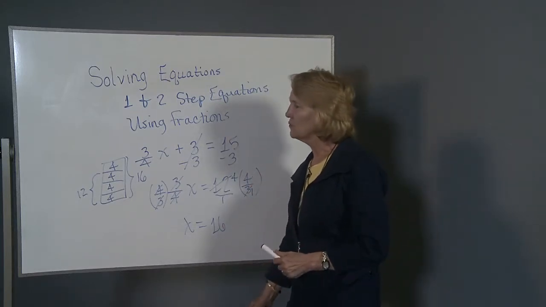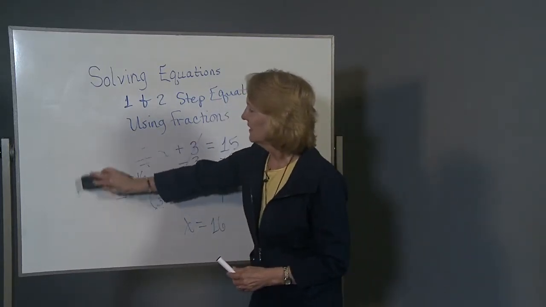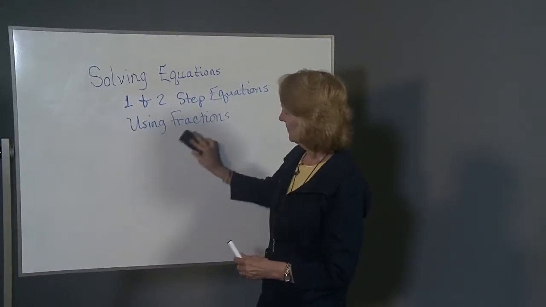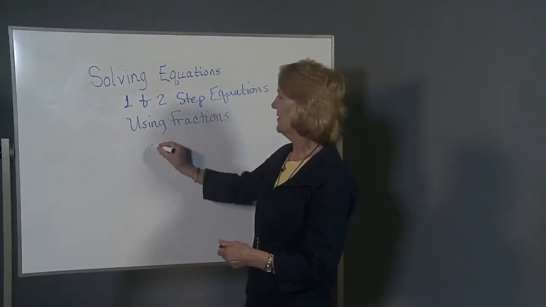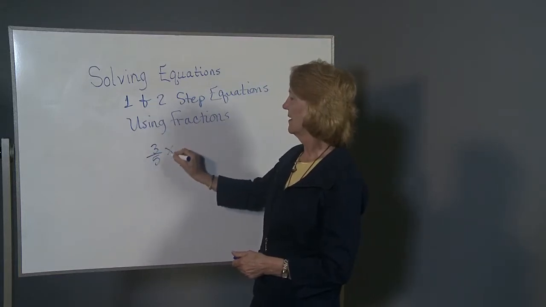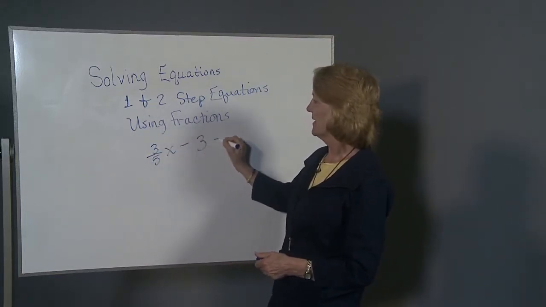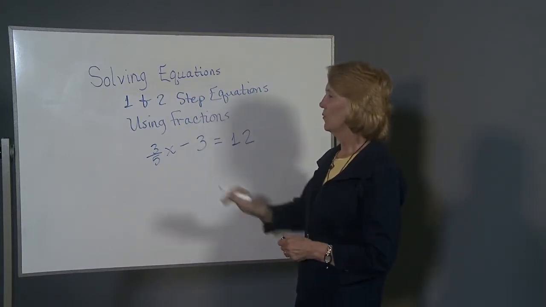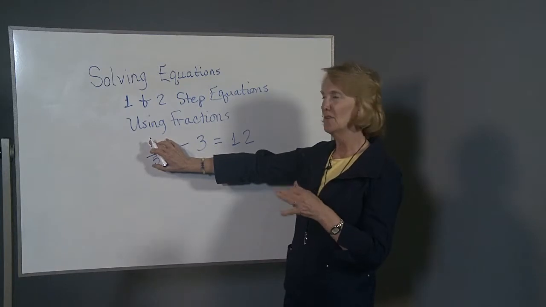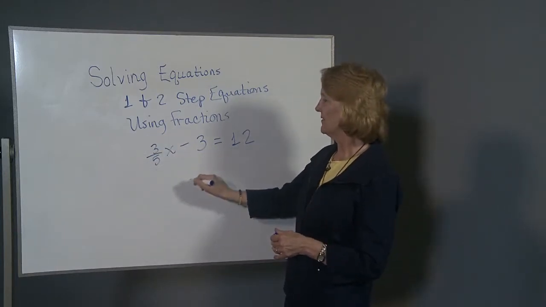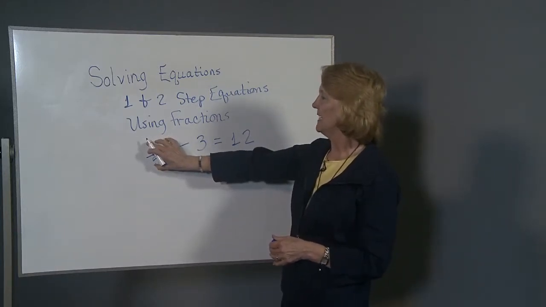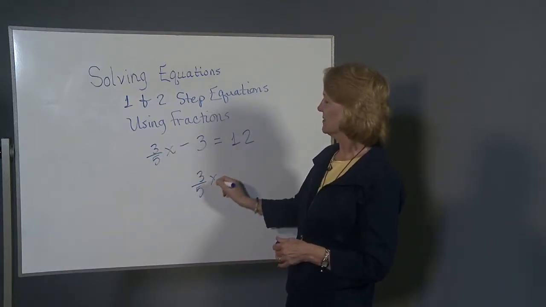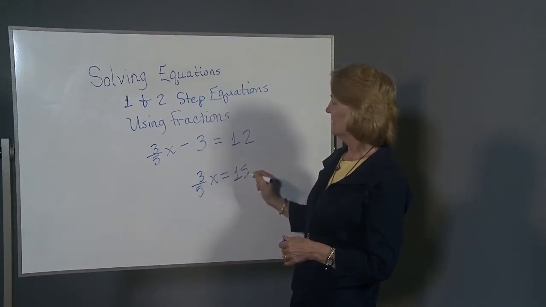Okay, let's do one with subtraction. And then we'll do another kind. What if you had 3/5 of a number minus 3 equals 12? What minus 3 would leave you with 12? Must have been 15. This must have been 15, because 15 minus 3 is how you get 12. 3/5 x must have been 15.